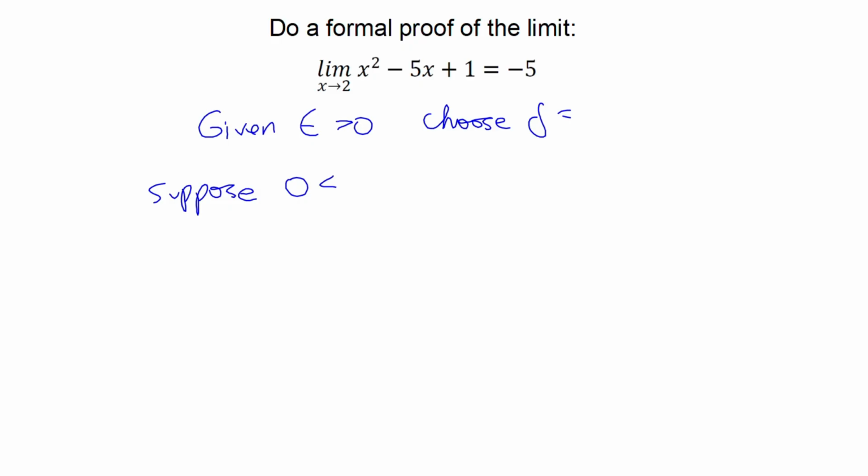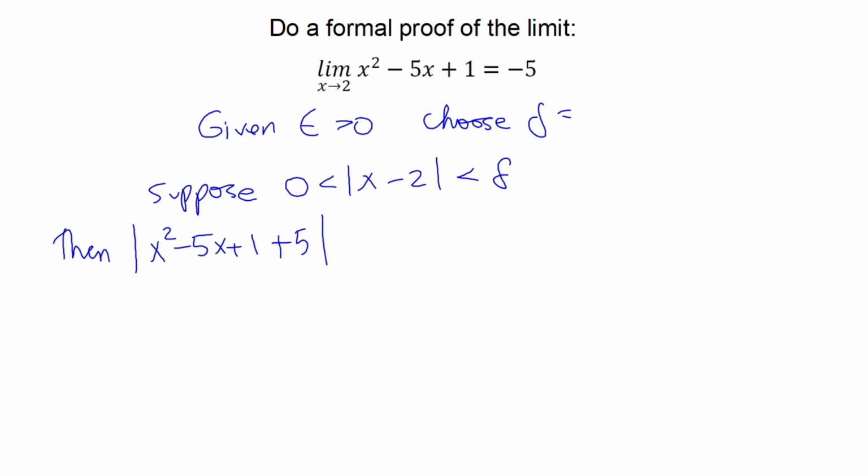So we're going to suppose that 0 is less than the absolute value of x minus a, which is 2, is less than delta. And then we want to show that the absolute value of our function, x squared minus 5x plus 1, minus the limit, so minus a negative 5, so plus 5, is eventually less than epsilon. So again, we'll simplify what's inside the absolute value first into x squared minus 5x plus 6, and then we'll factor that. And when we factor it, it'll be 2 terms inside the absolute value being multiplied together.